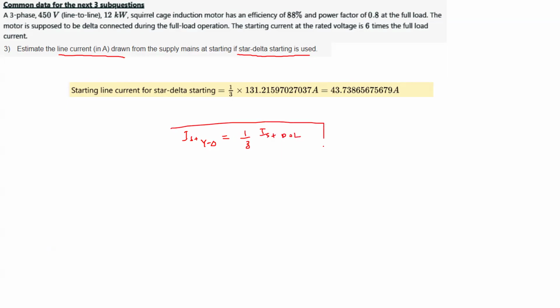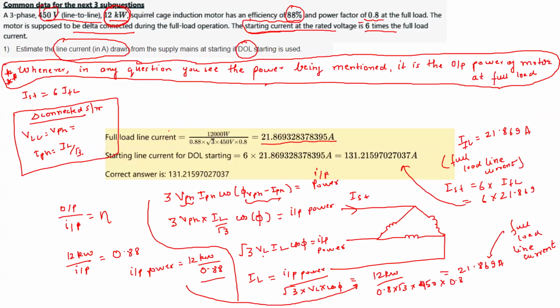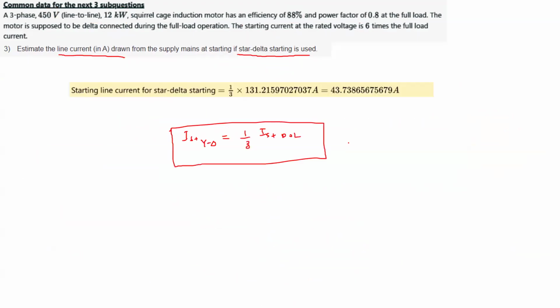You will just simply use this. So starting DOL, we had from the first question this 131.2159. So you will take this 131.2159 and simply take one third of this value. So you will get 43.7. If you do this, you will get 43.73 amps.